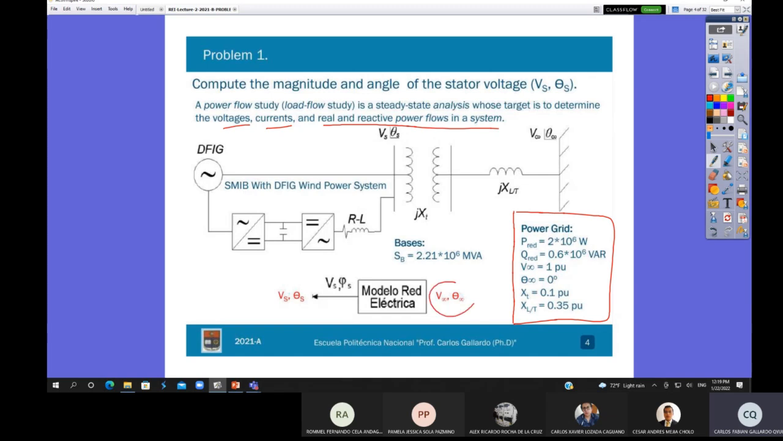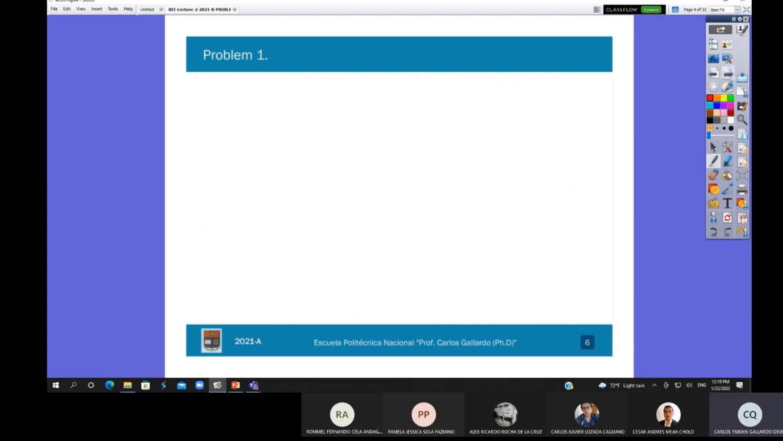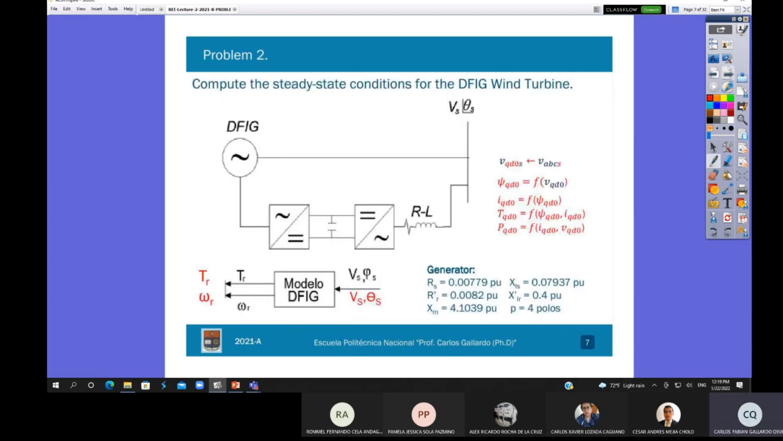So the input, in order to carry out the initialization of the power grid, is the voltage and the angle in the infinite bus. This is an external power grid, in other words, okay? So what is my output for the initialization? It is the stator voltage and the angle. So we have already carried out the initialization of the power grid.